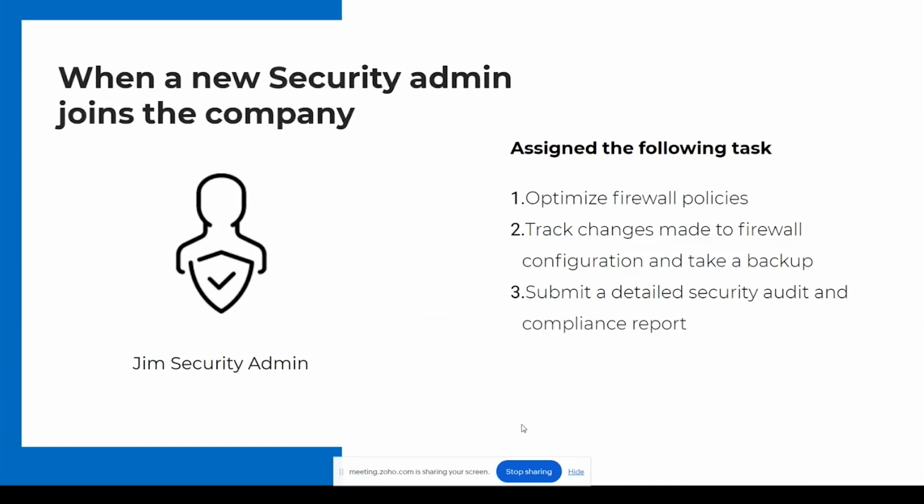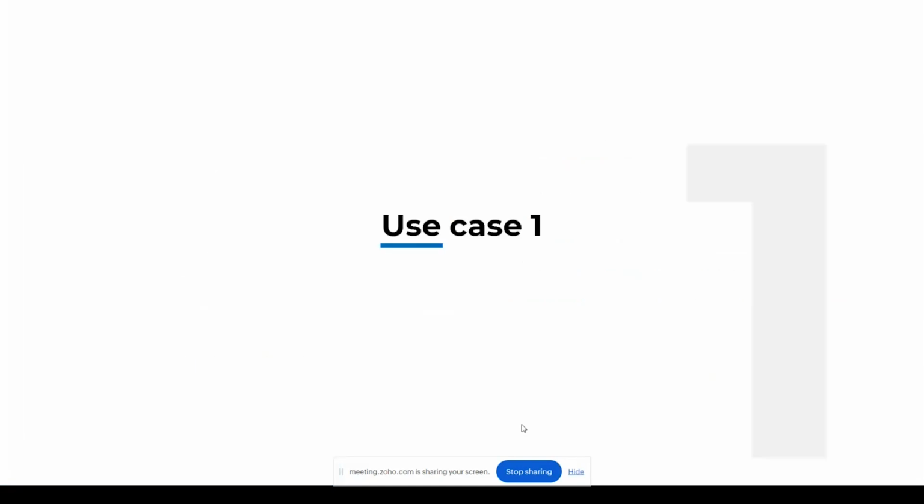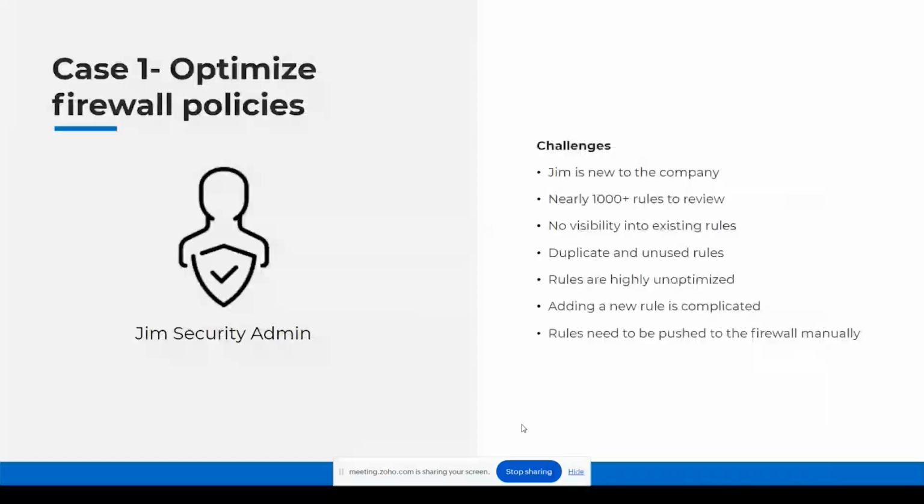But in these tasks, Jim faces a few challenges. The first task for Jim is to optimize the firewall policies. To do this, Jim faces the following challenges. First, Jim is new to the company and the company is old, meaning there are at least 1,000 rules for him to review.